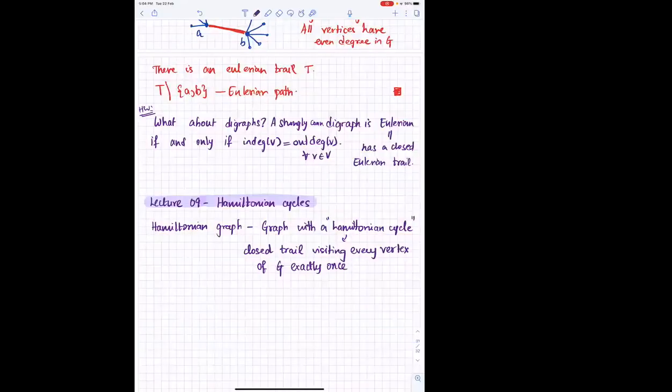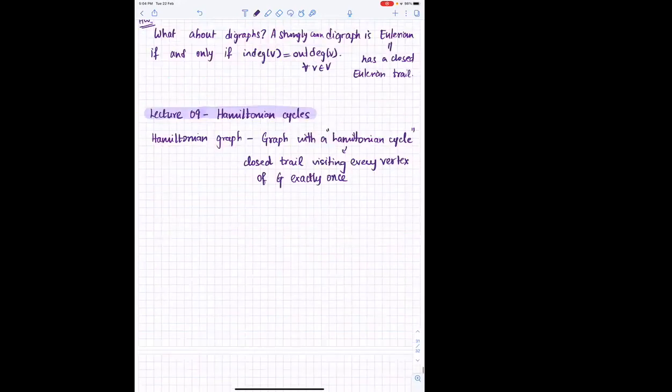So, is the definition clear? We will see a couple of examples. So, can someone give me a Hamiltonian cycle in this graph? 1, 2, 4, 3, 1. This one, right? So, this is a Hamiltonian cycle. So, let's see another example. This one.